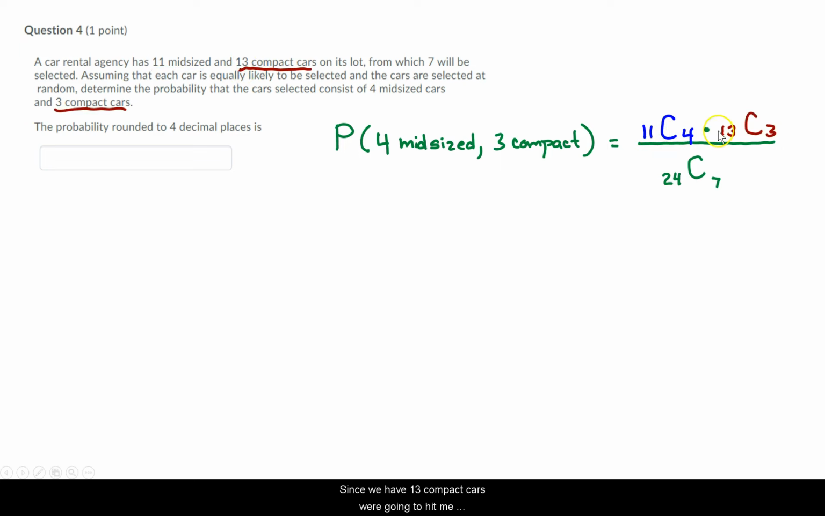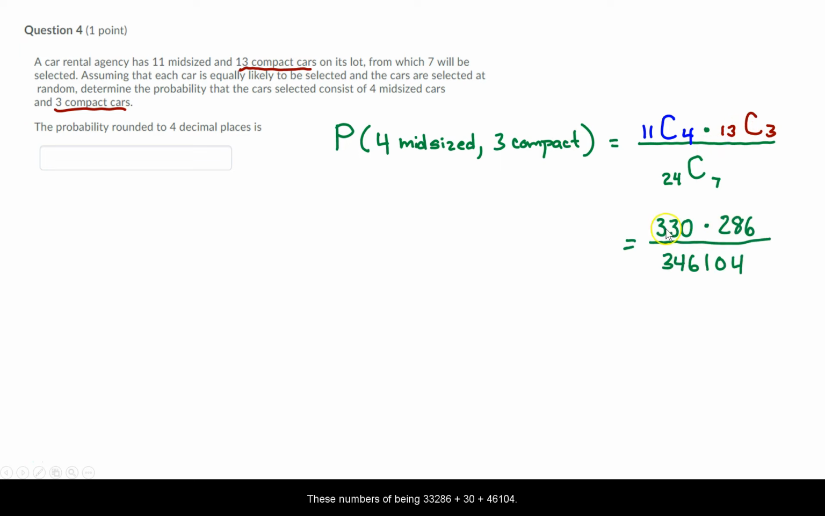since we have 13 compact cars and we want to see choosing 3 of them, I'm going to do the combination of choosing 3 from a total of 13. I multiply these two numbers together and divide it by this number down here. That's going to give me the probability of this instance occurring. It doesn't matter which order they're picked. If I do the 4 mid-size and the 3 compact in that order, or if it's mid-size, compact, compact, mid-size, compact, mid-size, or something like that, combinations take care of that because the order doesn't matter.